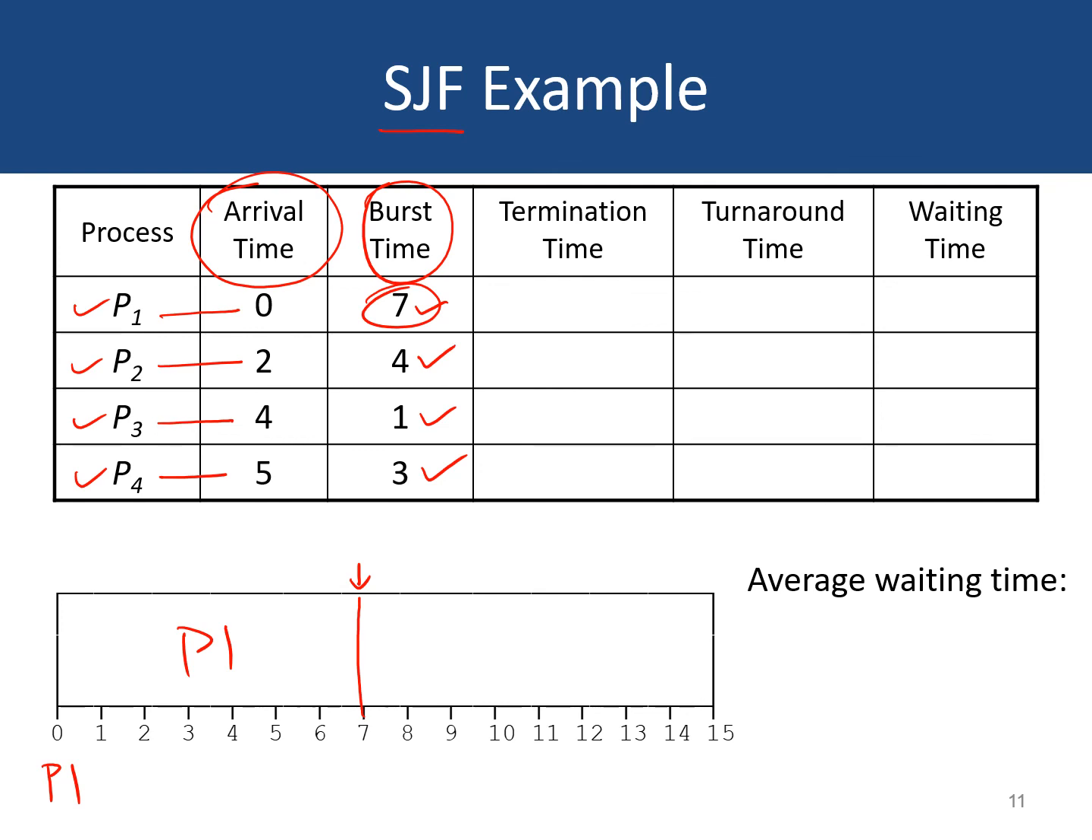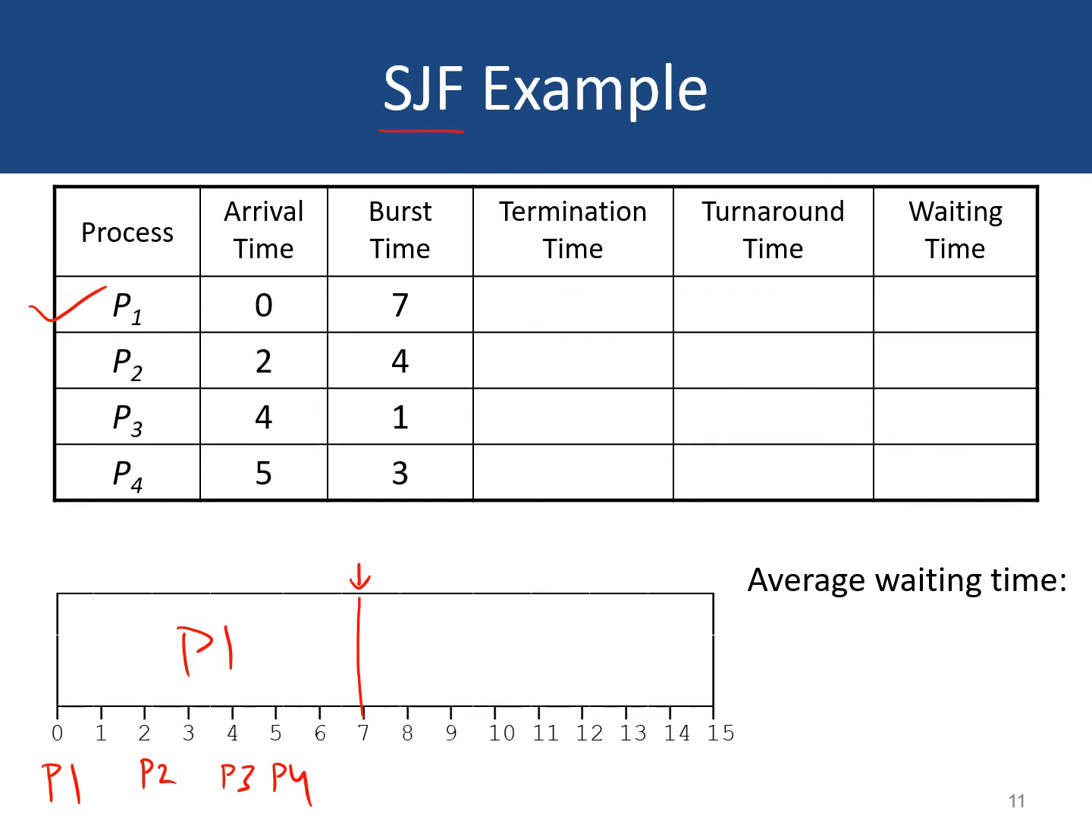In the meantime, note that P2 will arrive at time 2 milliseconds, and P3 will arrive at time 4 milliseconds. I'm sorry, P3 arrives at time 4 and P4 arrives at time 5. So at time 7, P1 has finished. Now the CPU is free, so we have to pick one of P2, P3 and P4 as the next process to execute.